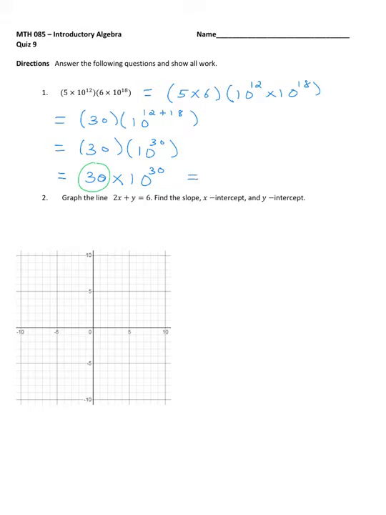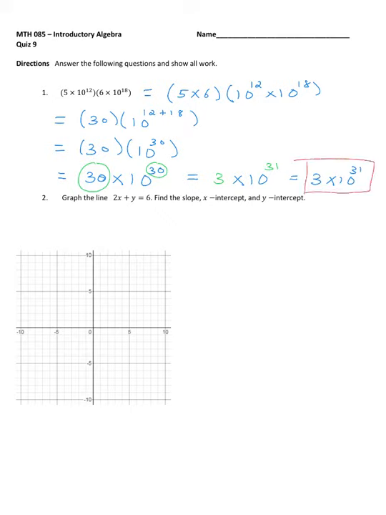What we're going to do is decrease that number, 30, down to 3. But if you make that smaller, that means you also have to change the exponent. We're going to increase it by 1 to 31. So, I'll write this again, but that's 3 times 10 to the power of 31, and that is the final answer.